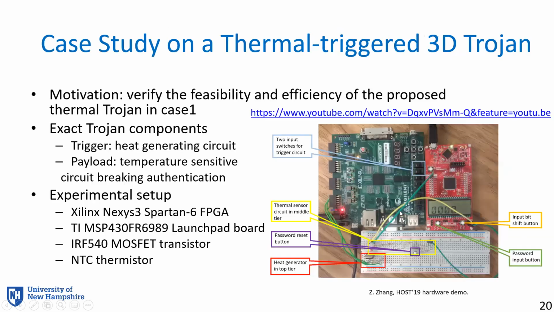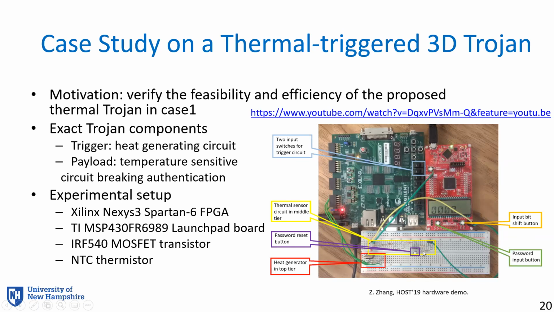To emulate the 3D thermal triggered Trojans, we use an FPGA board and a microcontroller, as well as a temperature sensor, connected as a whole system to demonstrate how the thermal triggered 3D Trojan will affect the trigger speed, as well as the heat dissipation effect on the application we developed. For interested audience, you can watch our video links to see how the experiment is implemented.